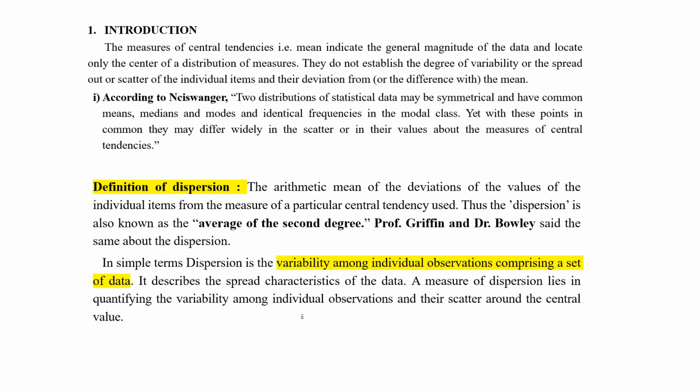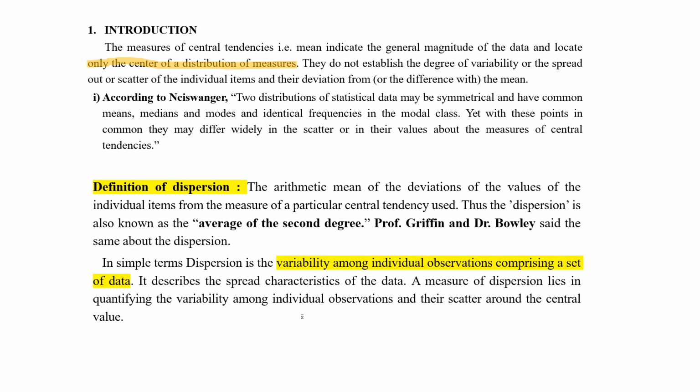So, in the introduction part, the measures of central tendency, that is the mean, indicate the general magnitude of the data. We saw central tendency in the last chapter. The mean indicates the general magnitude of the data and locates only the center of the distribution of measures.